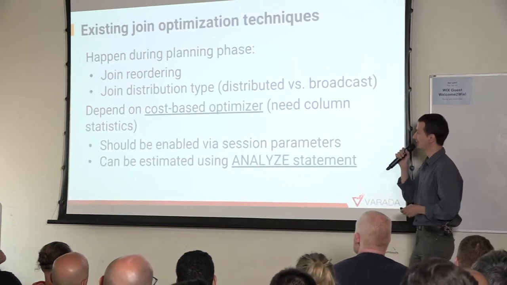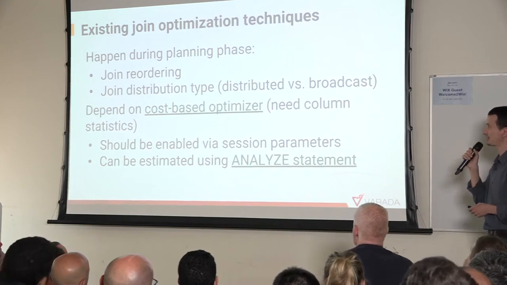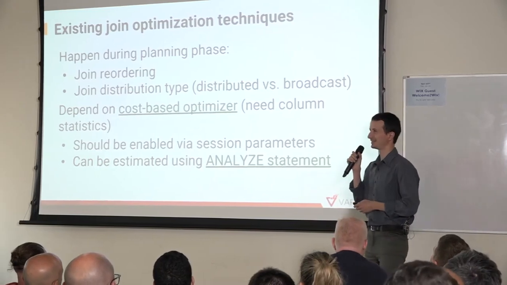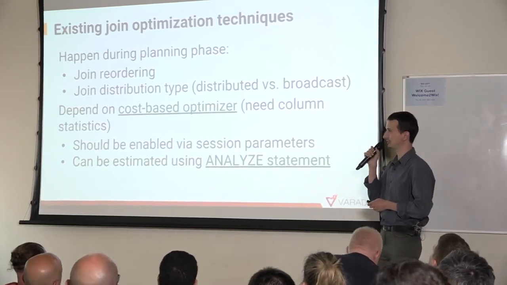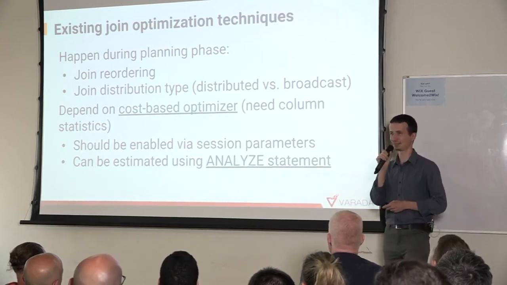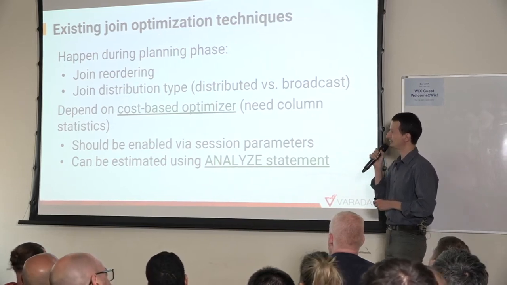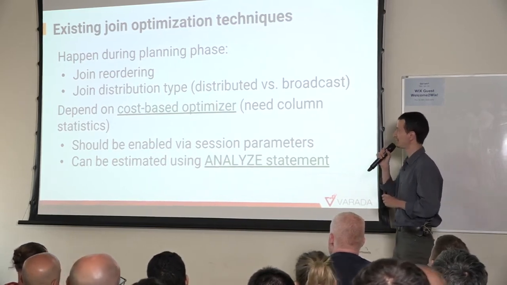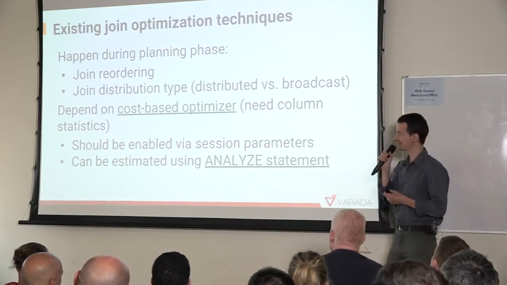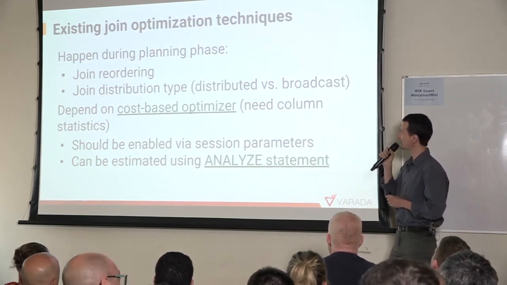So currently, Presto supports a few optimizations for joins, which happen during the planning phase of the query. The most important ones are join reordering and join distribution type selection. Both of them can be enabled or disabled manually. But the new and interesting feature is that they can be enabled automatically using the cost-based optimizer, which is a quite new feature in Presto. It was merged, I think, in the previous year.